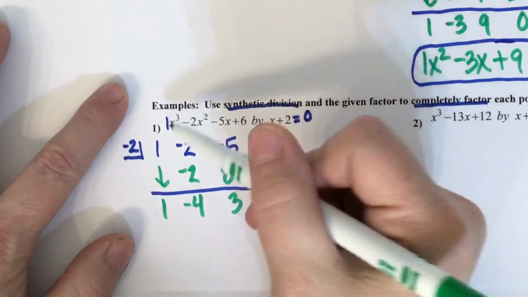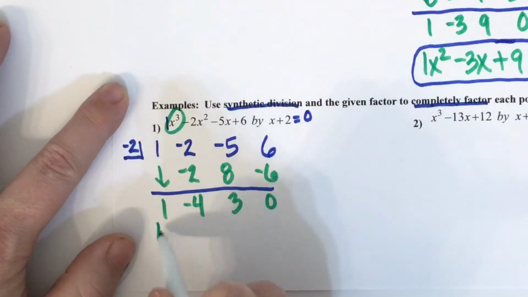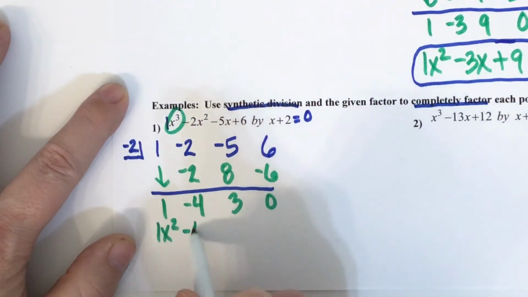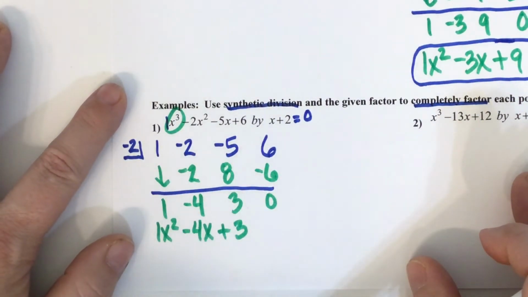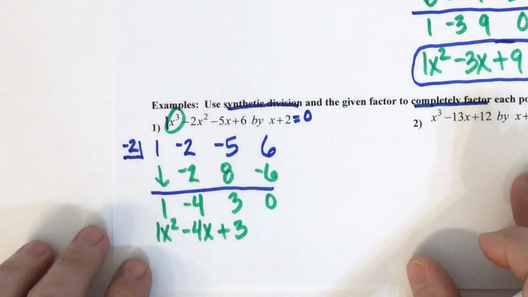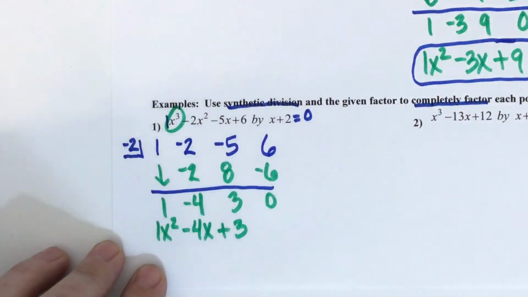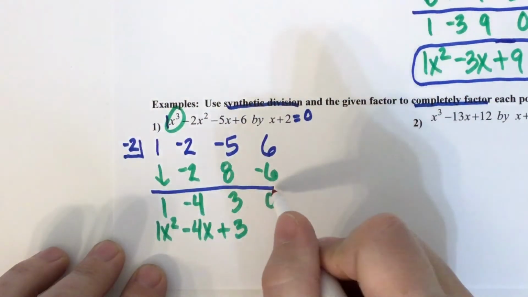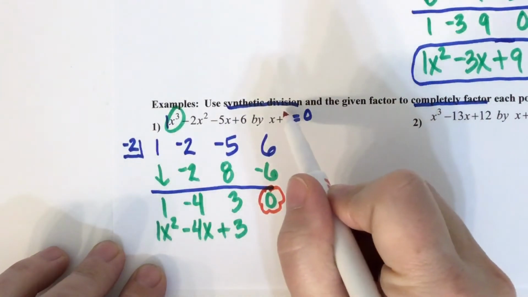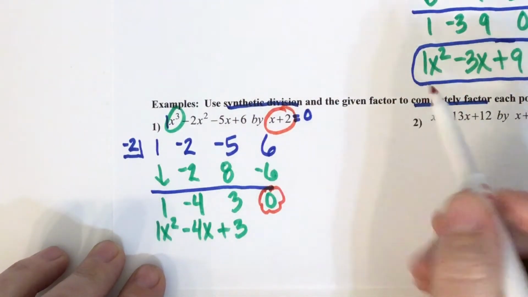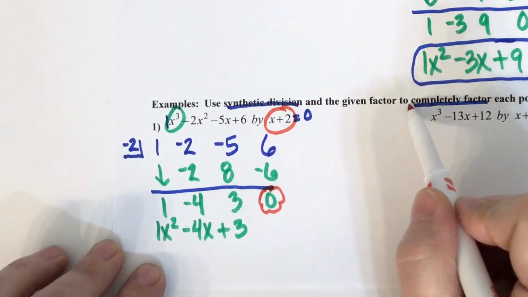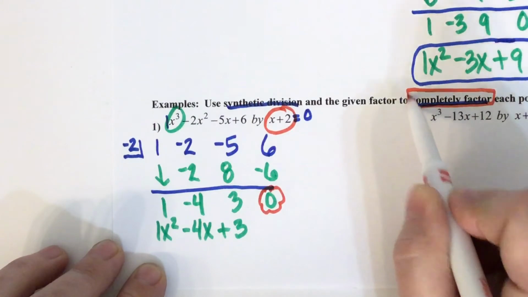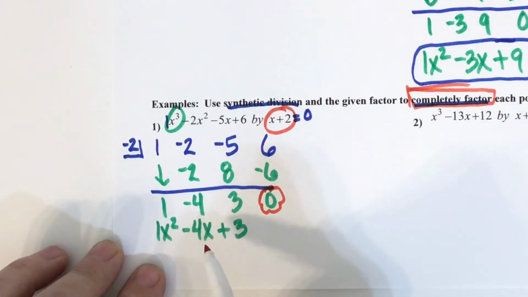It starts off x cubed, so this 1 is in front of an x squared, the -4 is in front of an x, the 3 is the constant, and if your remainder is 0, then you don't have to write it. Okay. So when you get a remainder of 0, what it means is what you divided by is a factor and your answer is a factor. So if I want to completely factor this problem, then I need to factor my answer.